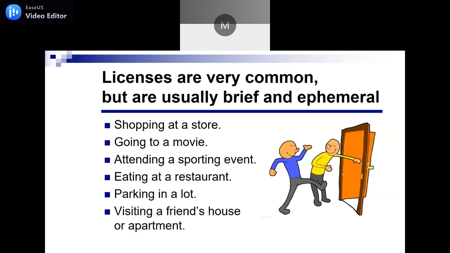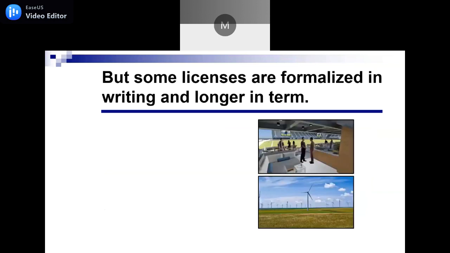So you can see that licenses are extremely common, and they don't require any particular formality, just an invitation to come on someone else's land. Now, some licenses are formalized in writing, and some of them last for a longer term. Here are a couple of examples.